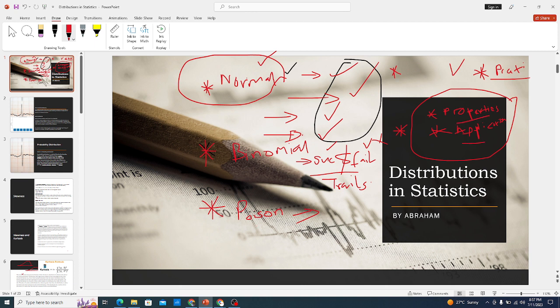Then we have the Poisson distribution. The Poisson distribution is also known as the count distribution. Why? Because it gives us the count of the events occurring within a period of time, the number of events occurring in a given time period.